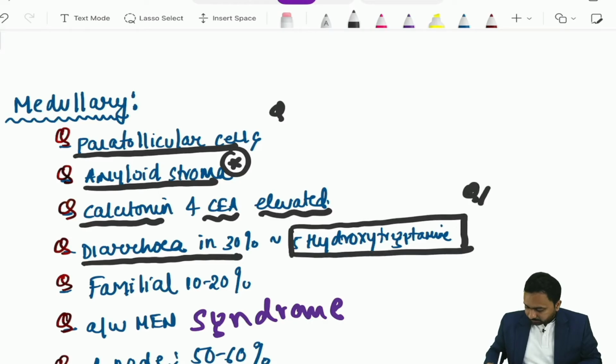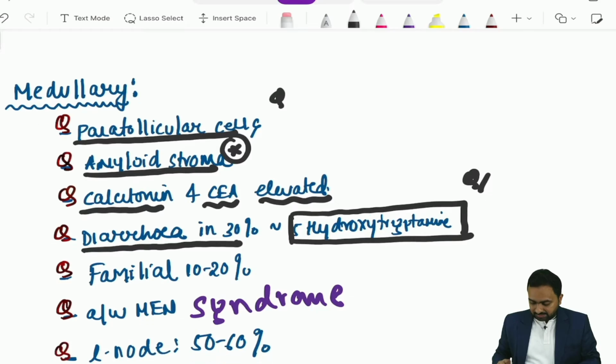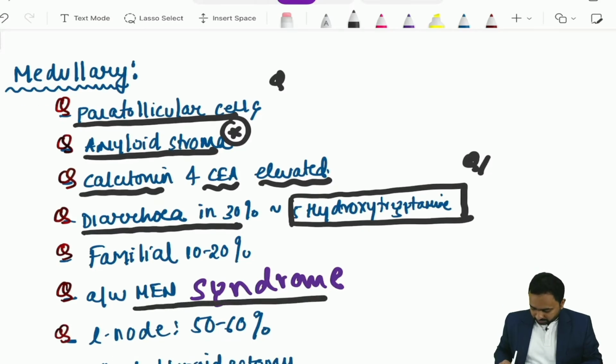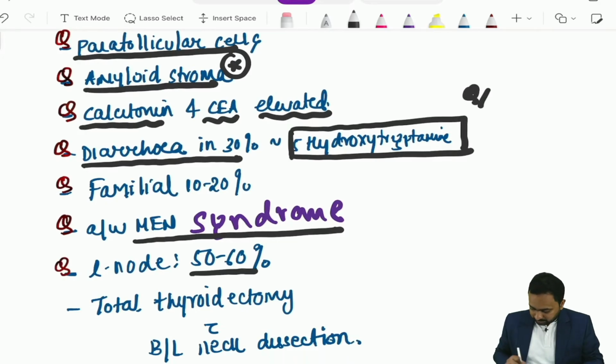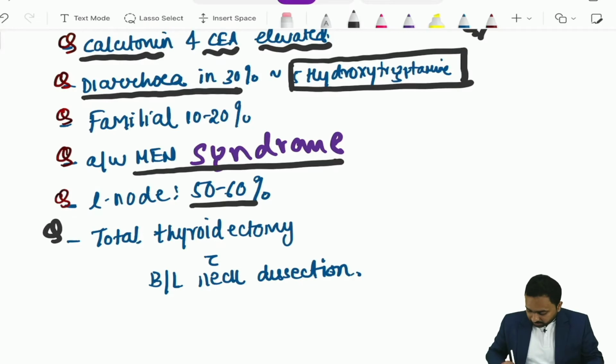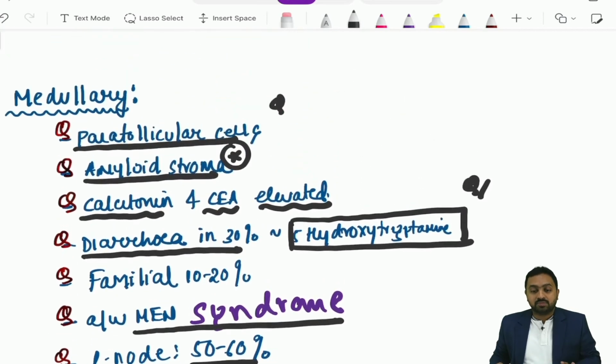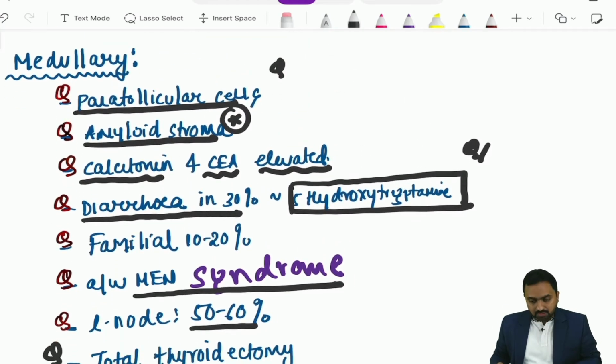5-hydroxytryptamine. Now they are familial in around 10 to 20% of the cases and they are associated with MEN syndrome. Now lymph node involvement is seen in around 50 to 60% of the patients, and the treatment would include bilateral neck dissection and total thyroidectomy. So these are a few important points with respect to medullary thyroid carcinoma.